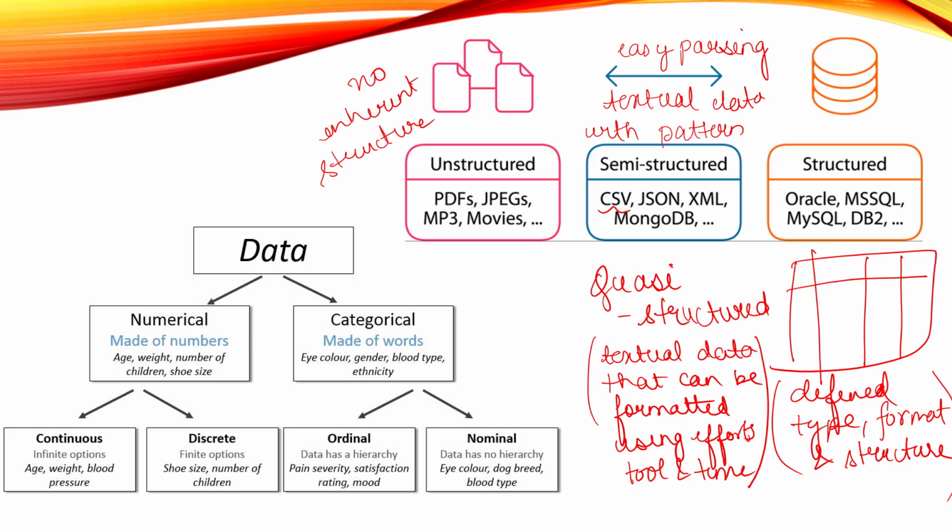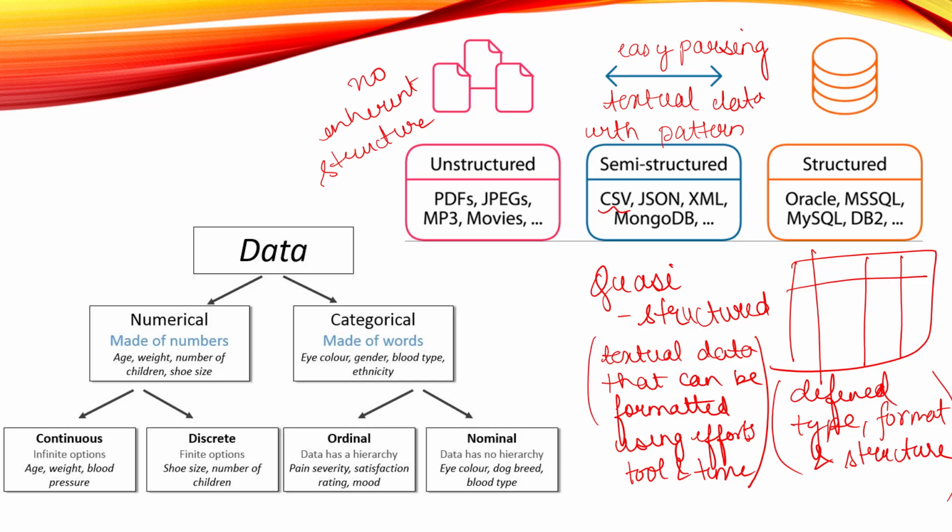In numerical data, you have continuous or discrete. Continuous means infinite options: age, weight, blood pressure. Blood pressure can vary from one person to the other. Discrete means finite options. A shoe size can normally vary from 1 to 10 maximum. There may be exceptions. I may not say that there are no exceptions.